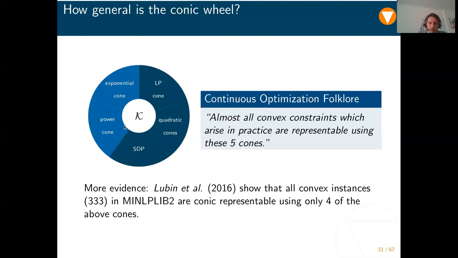So it's quite fundamental. Or if you want to look at it from a different side, from a software development point of view, maybe if you are a software vendor, then if you design a software that can handle these five cones, then you already know that this will cover many, many applications in practice. Maybe 99% of what you will encounter. So it's a quite fundamental slide in that regard.